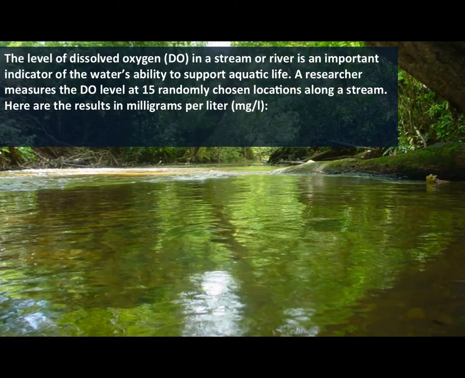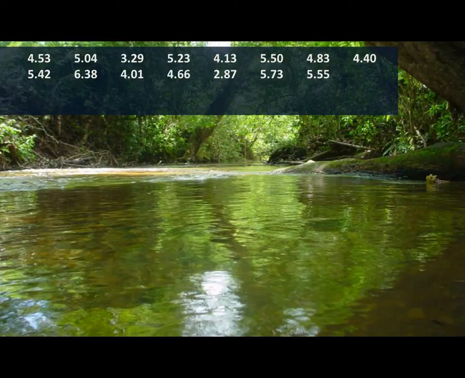Here's the example that you're doing. It says the level of dissolved oxygen in a stream or river is an important indicator of the water's ability to support aquatic life. A researcher measures the dissolved oxygen level at 15 randomly chosen locations along a stream. Here are the results in milligrams per liter. So that's what you guys have. A dissolved oxygen level below 5 puts aquatic life at risk. So the question is, can we conclude that aquatic life in this stream is at risk?